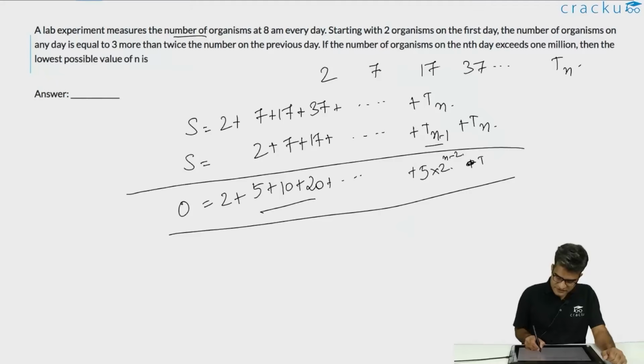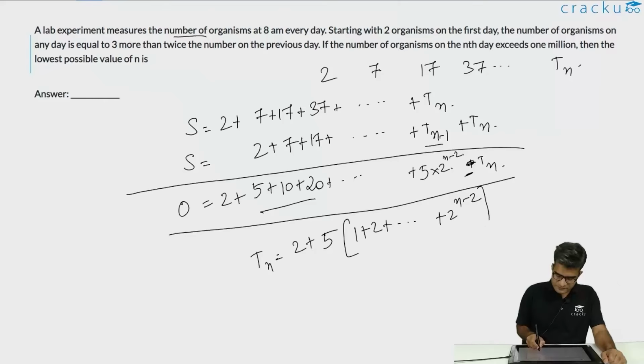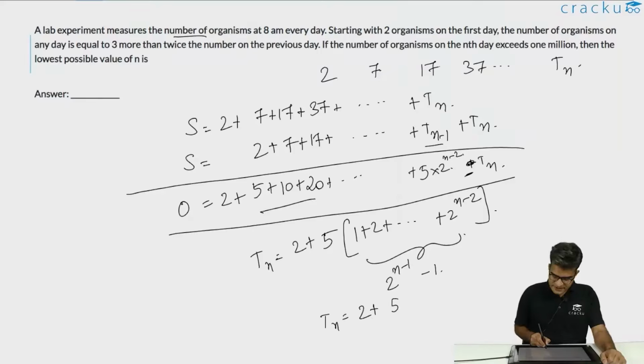Or the value of Tn, which is the nth term, is equal to 2 plus, you take 5 common, and it will be 1 plus 2 plus ... plus 2 to the power n minus 2. This is a geometric progression. The sum of this geometric progression will be 2 to the power n minus 1, minus 1. So Tn is equal to 2 plus 5 into 2 to the power n minus 1, minus 5, which is equal to 5 into 2 to the power n minus 1, minus 3.